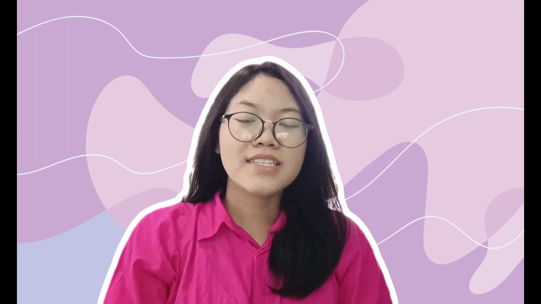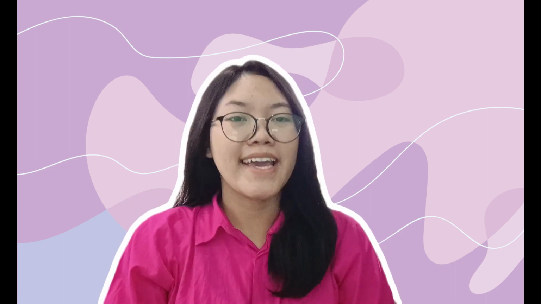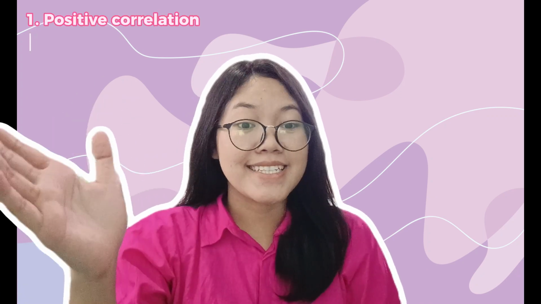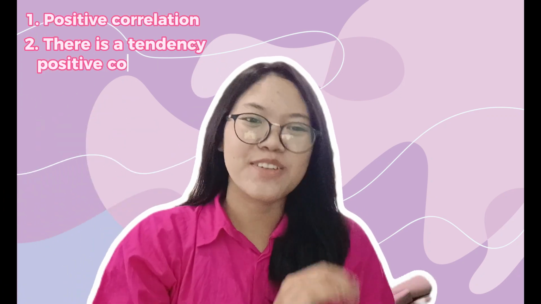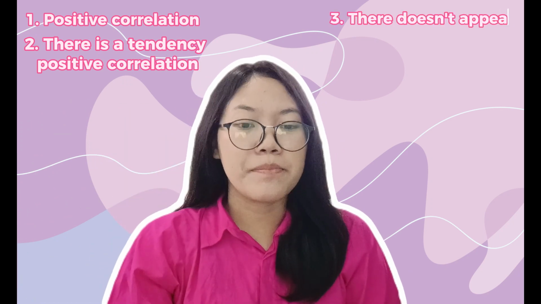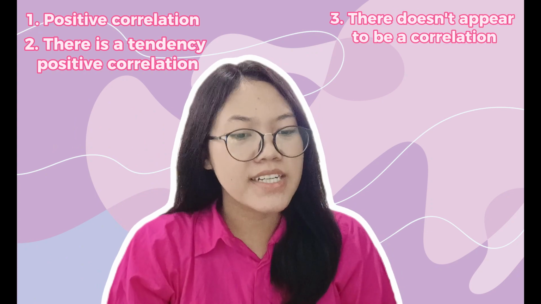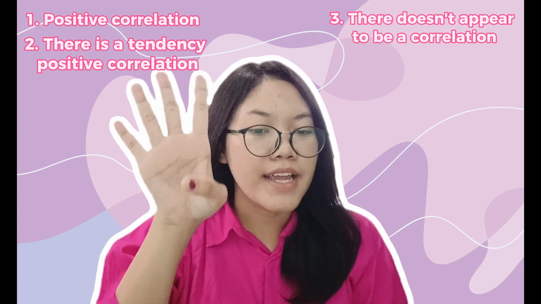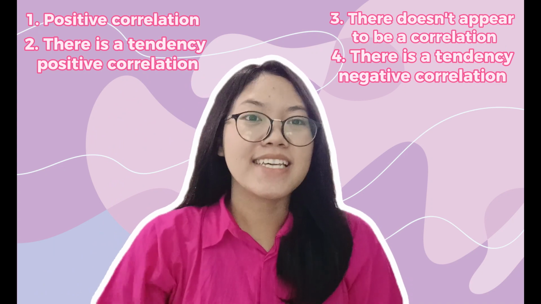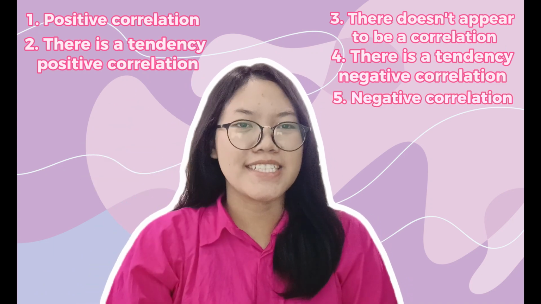So those are some patterns from scatter and correlation diagrams. There are positive correlation, there is a tendency for positive correlation, there does not appear to be a correlation, there is a tendency for negative correlation, and last is negative correlation.